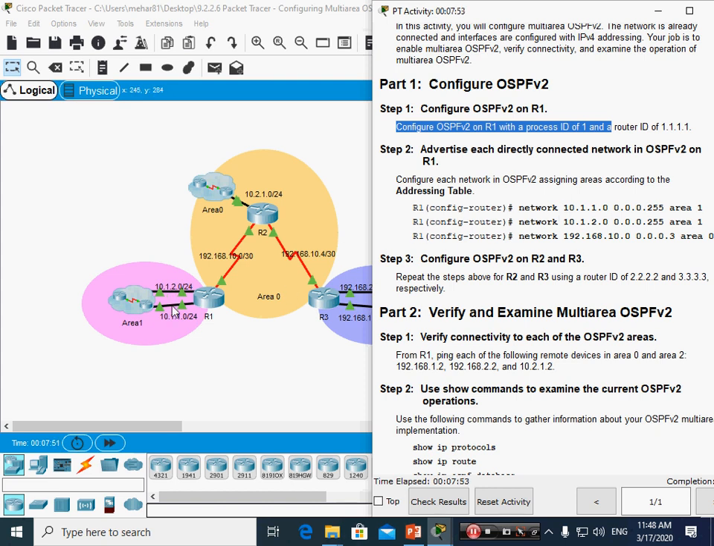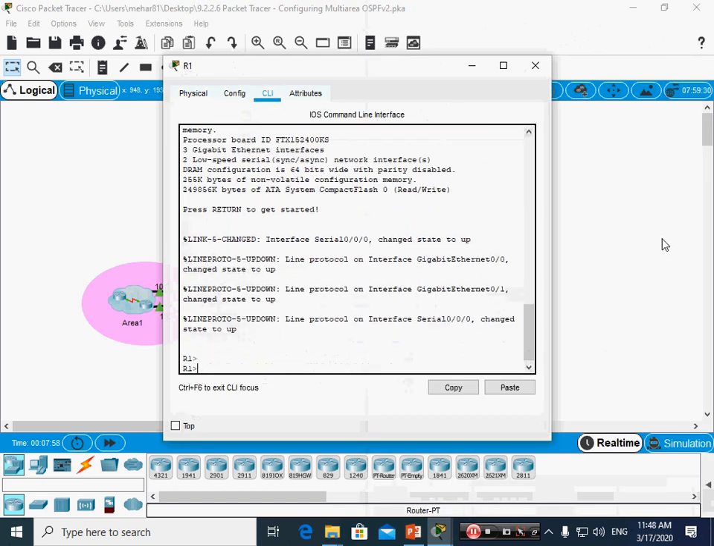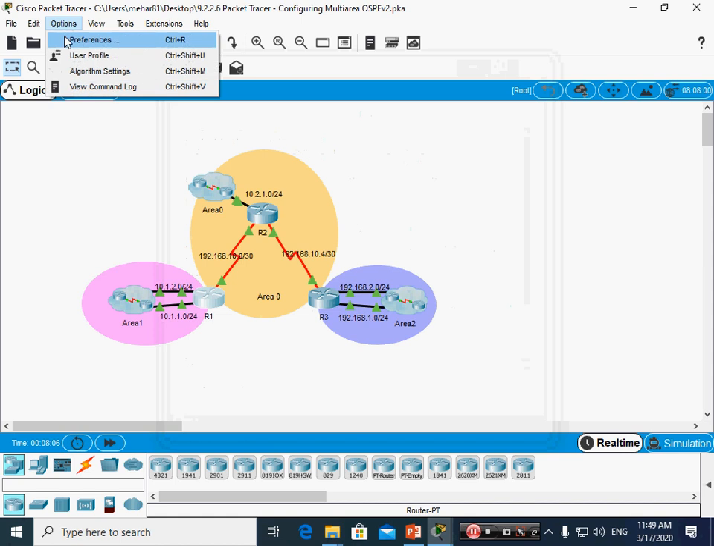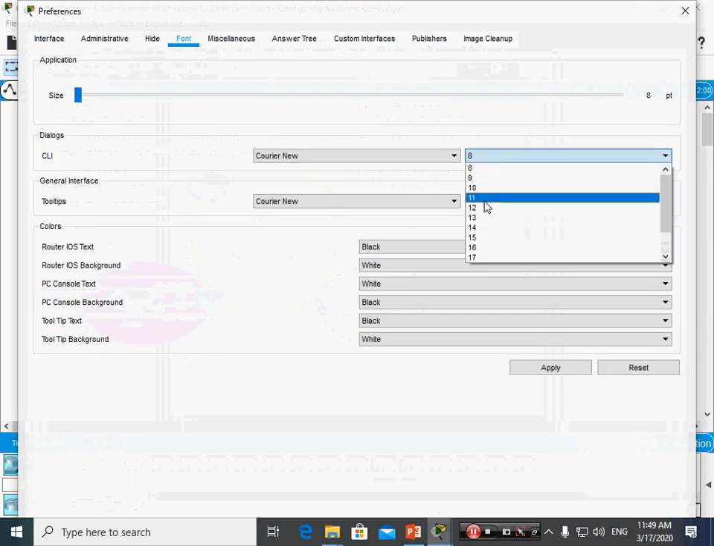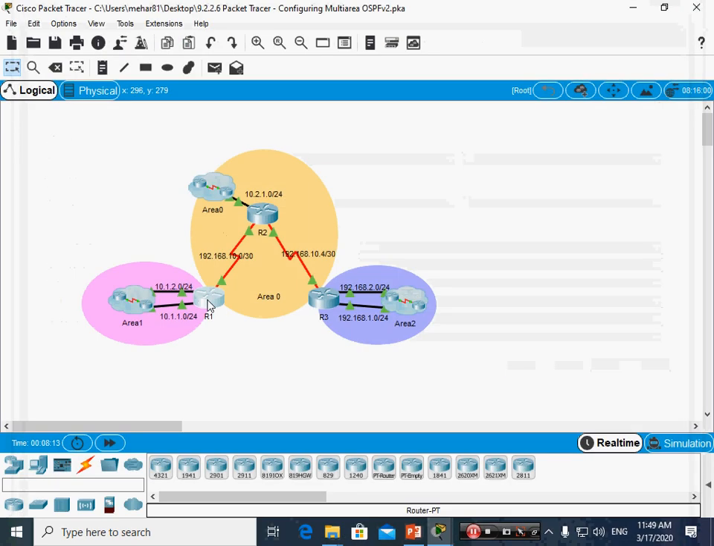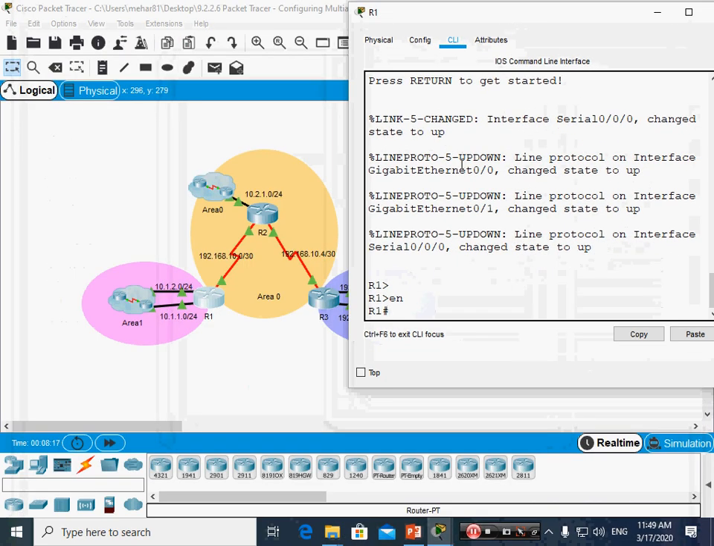We have these networks, 1, 2 and 3. So go to router 1, go to the CLI. Again, I think I need to set the font. The font is not good enough. I think 12 will be okay. Yes, so I just changed the font size. Okay, at least you can easily see the commands. Yes, now it is clear, I think.